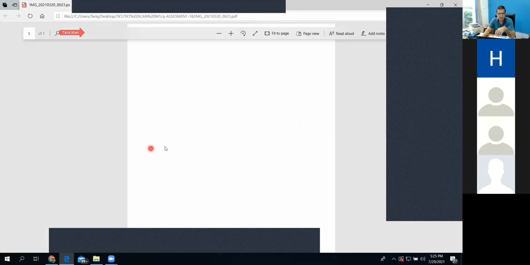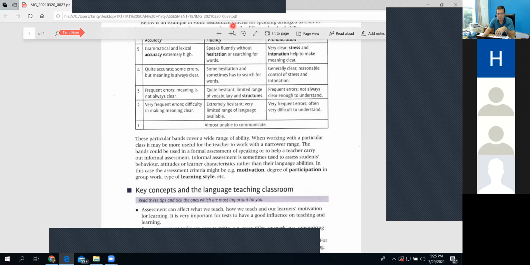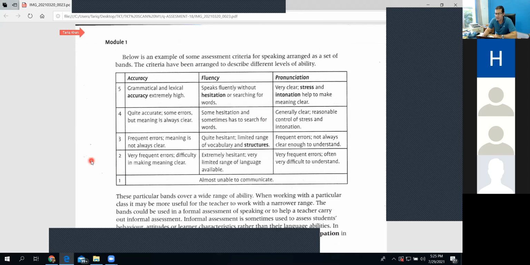Assessment 1 does not have much technical content compared to units 15, 16 and 17. That's why I'm not going into detail for that. It is self-explanatory. Below is an example of some assessment criteria for speaking.